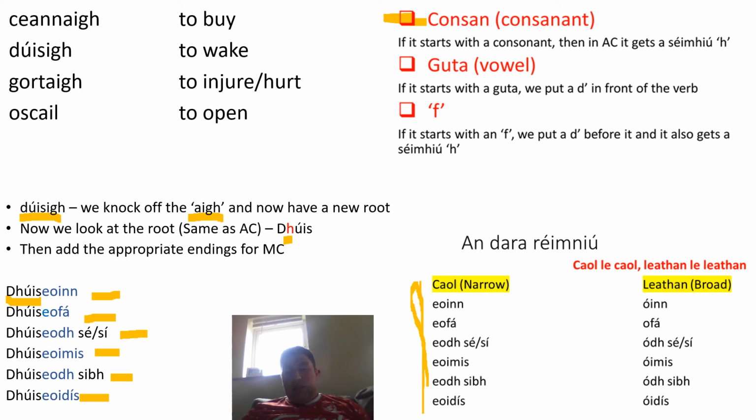So as long as you have a good grasp of the Aimsir Chaite, then it's about getting to know your endings, and knowing when to put what endings on.